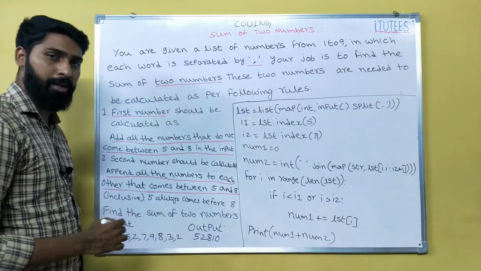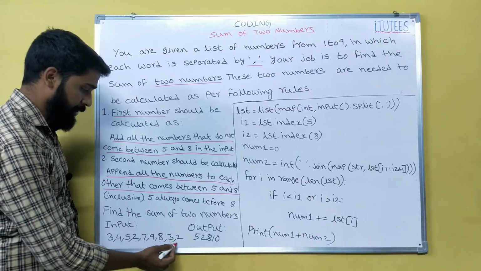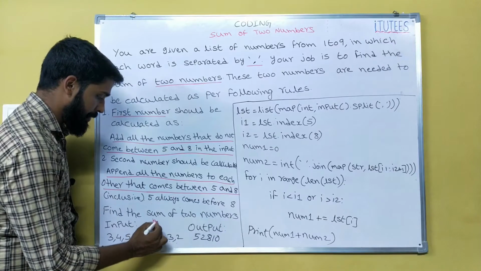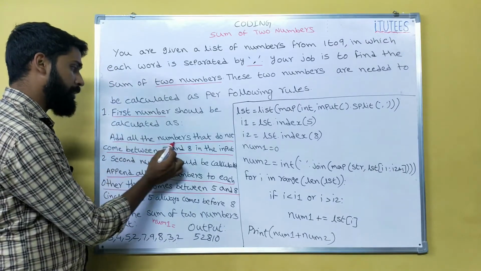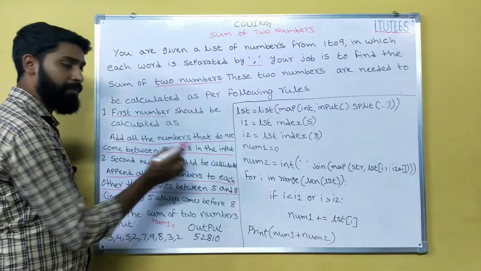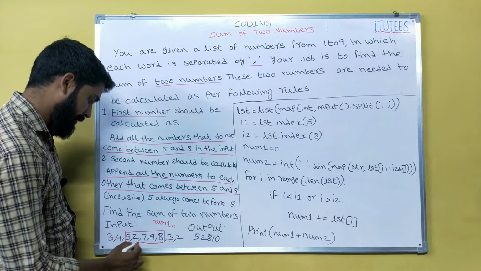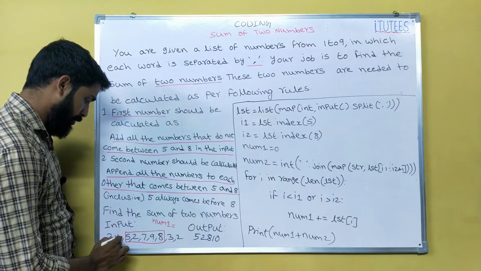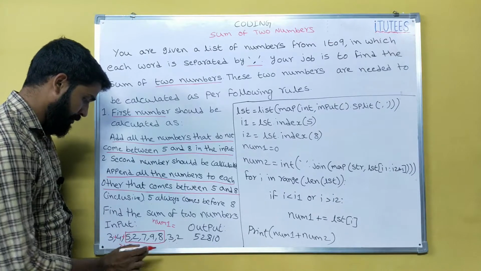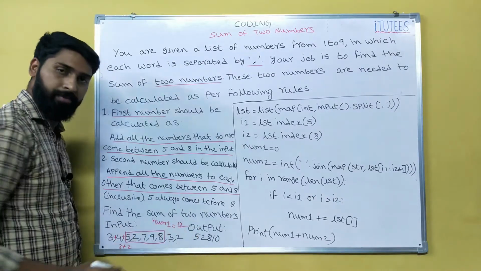So for example, the input is 3, 4, 5, 2, 7, 9, 8, 3, 2. What is number 1? Number 1 is the sum of all the numbers that don't come between 5 and 8. So this is the 5, this is the 8. Not coming between means 3 plus 4 plus 3 plus 2. That is 6, 4, 10, 12.